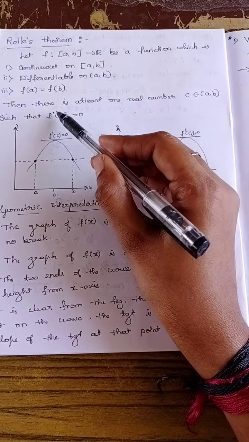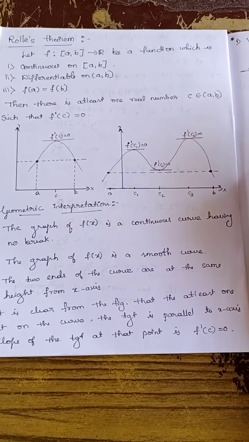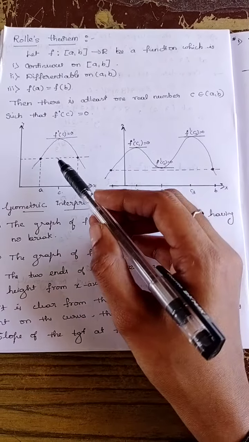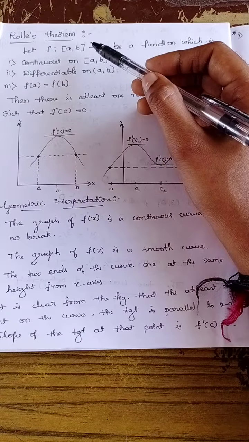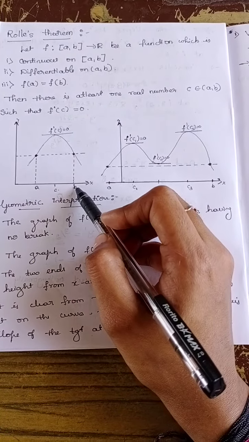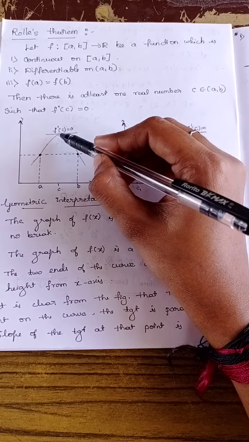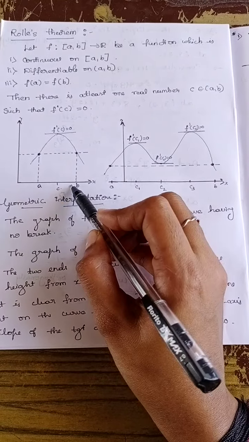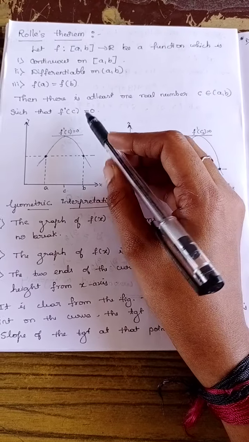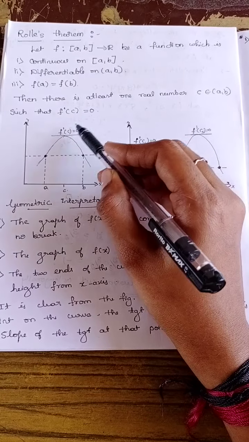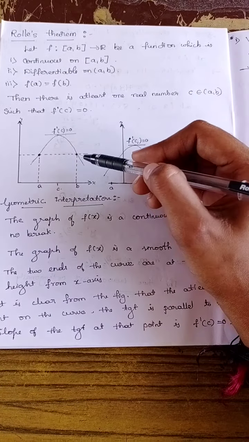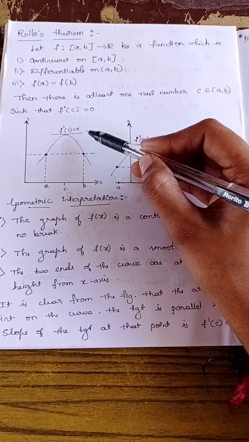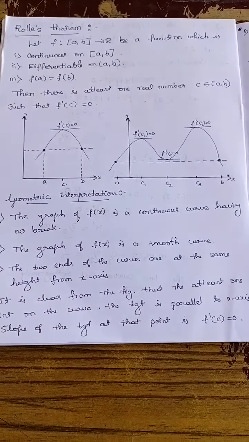What is the meaning of this? F dash of c is called the slope of the given curve. f of x is a function on the closed interval [a, b]. Then f dash of c is called the slope of the function at any point c in (a, b). Slope of the function equal to 0 means the tangent is parallel to the x-axis. F dash of c is equal to 0 means the tangent is parallel to the x-axis.